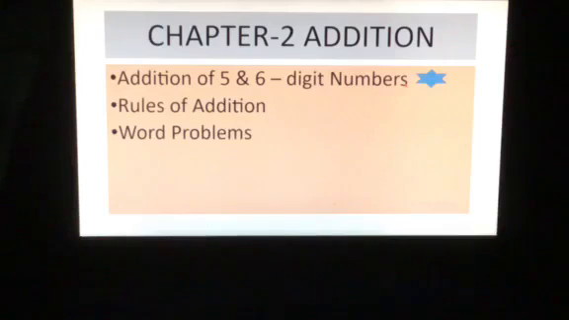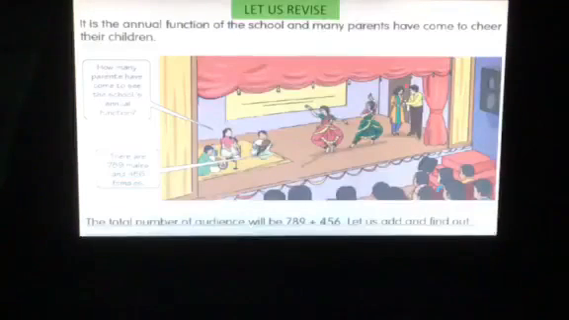Last year in class 3 we learned how to do addition of 3 and 4 digit numbers. Let's revise to recapitulate the meaning of addition and the terms used in addition. Let's take a look at the example.